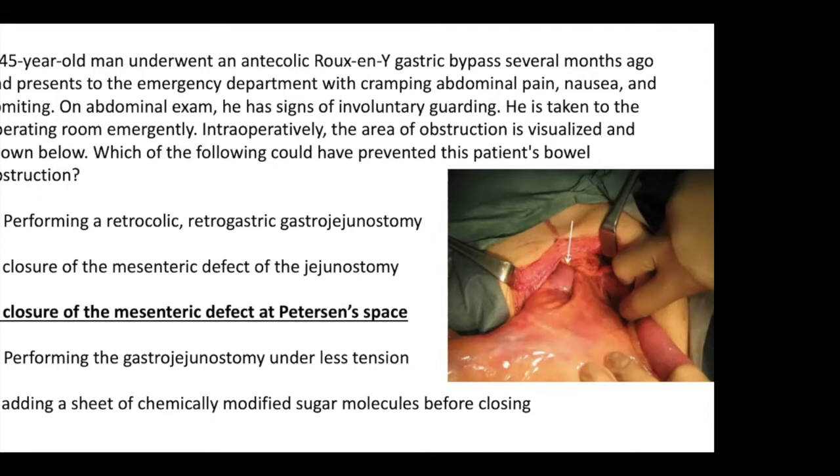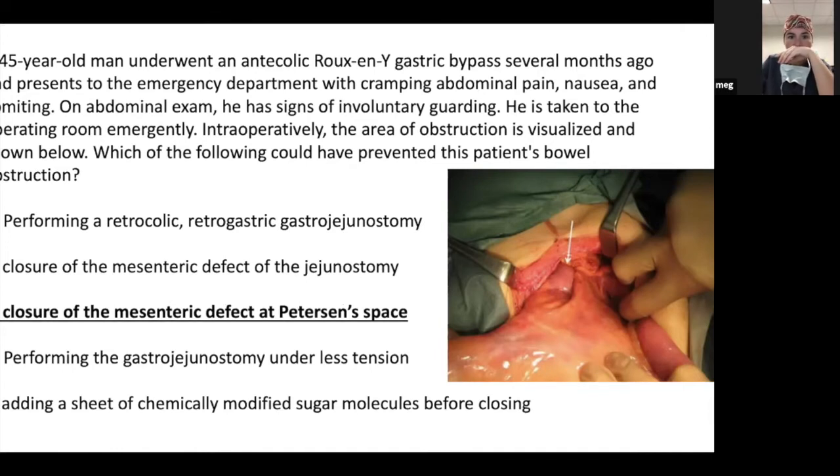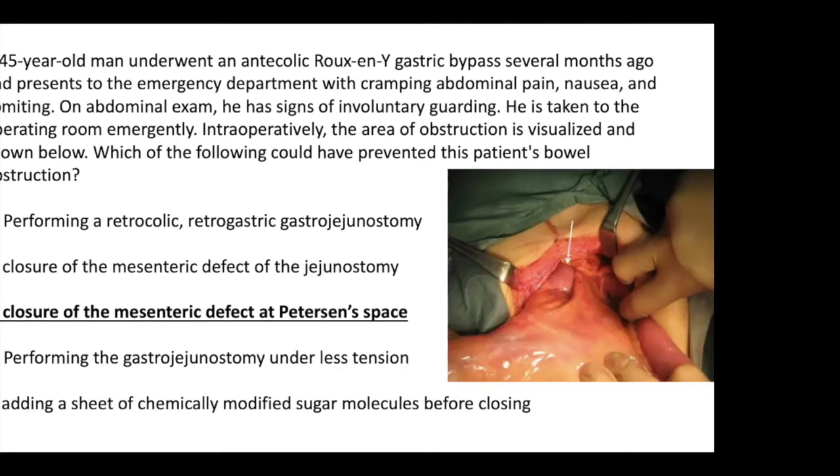But here's just a picture of the different defects formed between the mesentery and the Roux limb. So Petersen's space is a defect between the mesentery of the Roux limb and the transverse mesocolon. The second one is the mesojejunal space, and the third occurs with retrocolic gastrojejunal anastomoses, and that's a transverse mesocolic space. So this one was trying to show you that it was Petersen's space.